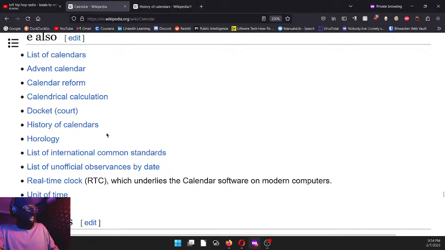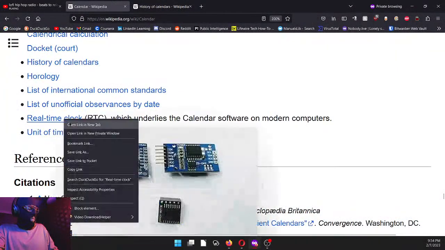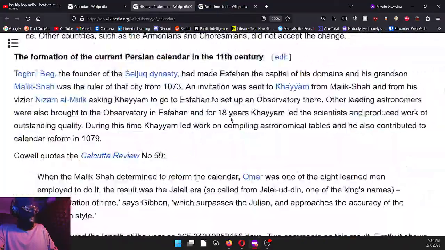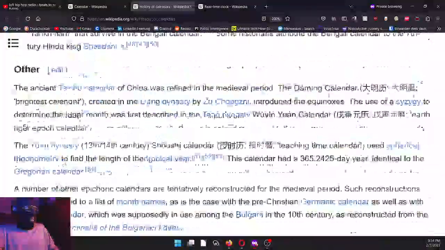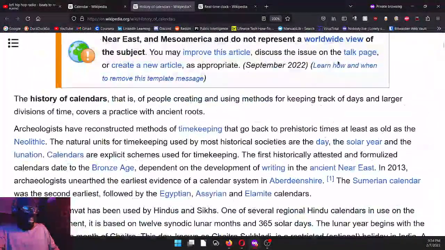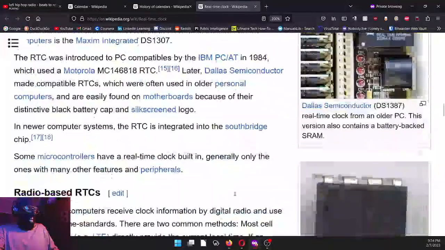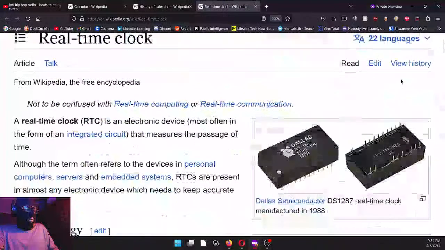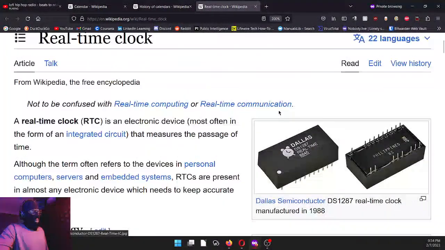There's the horology, list of international common standards, list of official observations by date, and real-time clock, RTC, which underlies the calendar software on modern computers. Actually, I'm curious about that. Let's see how much they have here, because I think it's not much. I'm not going to go through all of this, just partially, so I can understand.